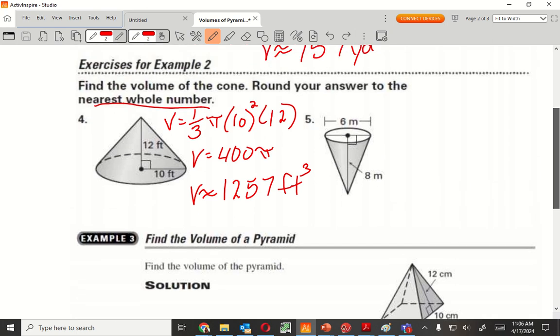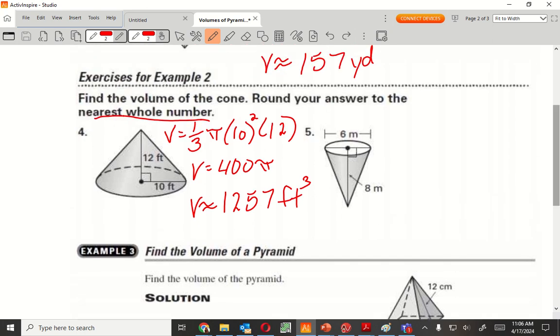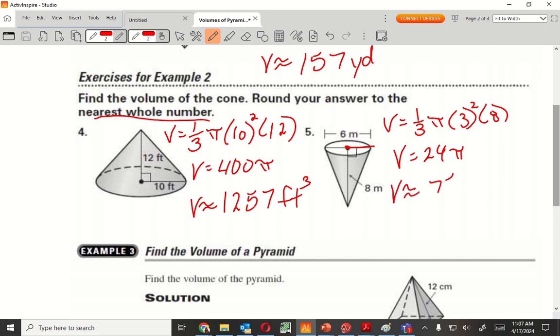Next one right there. So, this is where a lot of people are going to mess up. 1/3 pi. What's the radius? 3. It's 3. This is where a lot of people remember. Radius is from the center out, and it's half of the diameter. 3 squared times 8. So that's going to be 24 pi, which is about 75.4. Okay. And that's meters cubed.